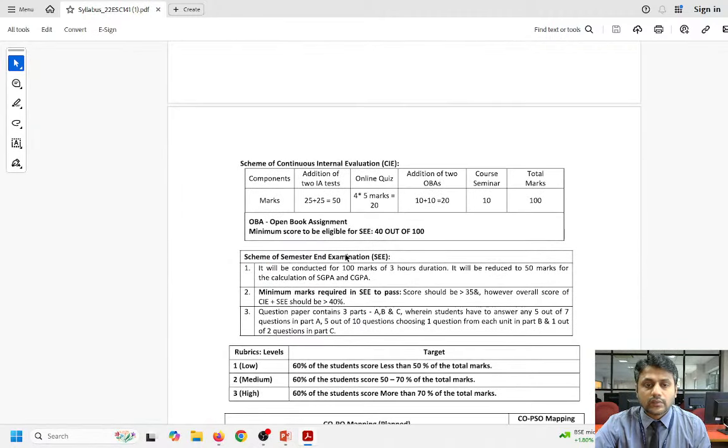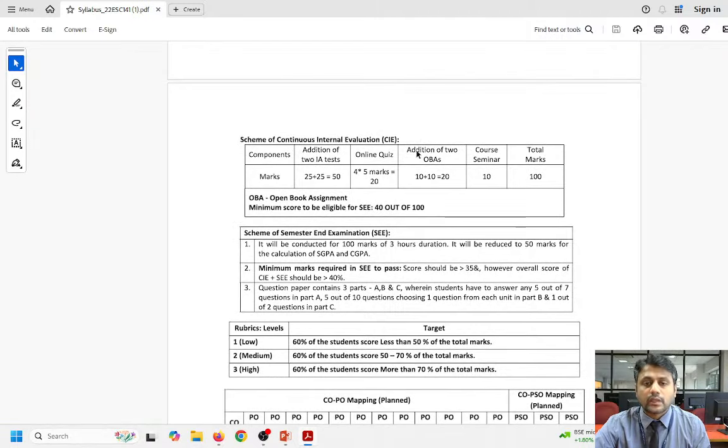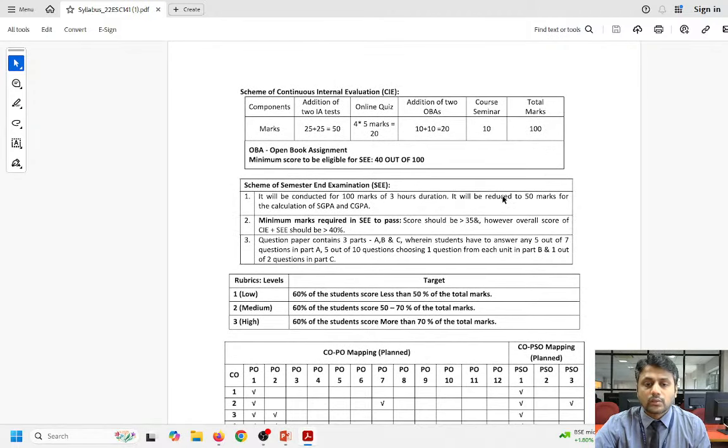The evaluation of this course will involve two internal assessments. Then there'll be assignments, and then a course seminar. So totally the internal assessment, the continuous internal evaluation, will be out of 100 marks. So I hope to see many students register for this course, and I hope to see you all in class. Thank you.